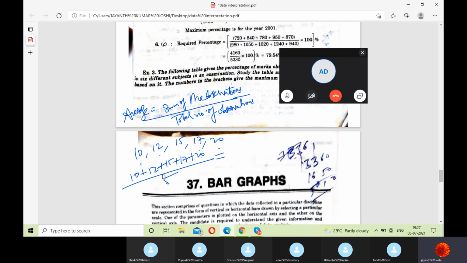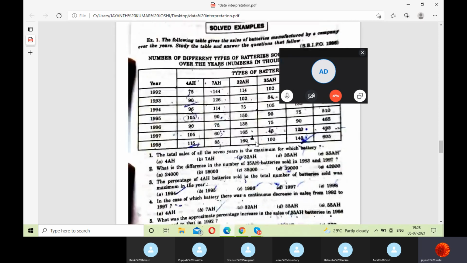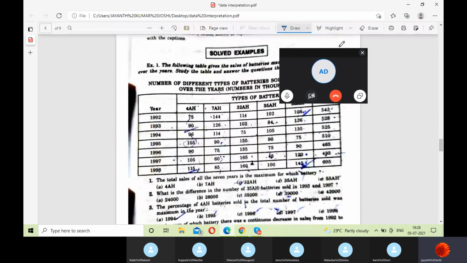So this is 37, 37 plus 15 is 42, 42 plus 12 is 54, 64, then 64 by 5. So somewhere around 12 point something. That will be the average. Like that, some of the basic concepts you should have in your hands. So let's go with the first question. All of you please focus.